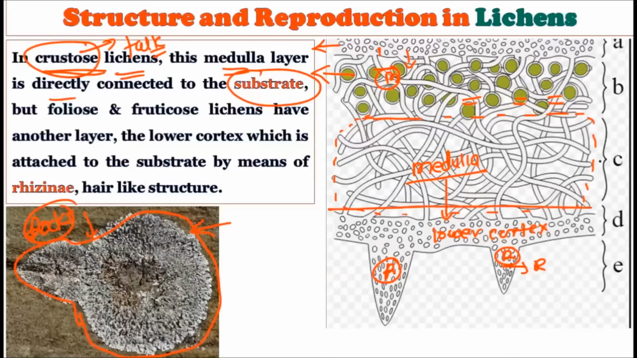After the medulla layer, this particular medulla layer is directly connected to the substrate. That is, in these lichens, if you go from top to the bottom, at the bottom layer, these medulla cells are directly inserted into the rock, that is into the substratum. Above this medulla we have the algal cells, and above these algal cells we have the cortex.